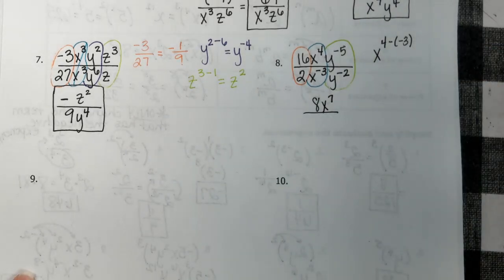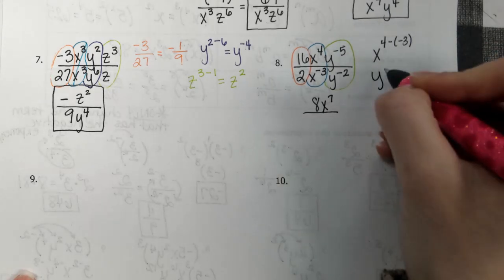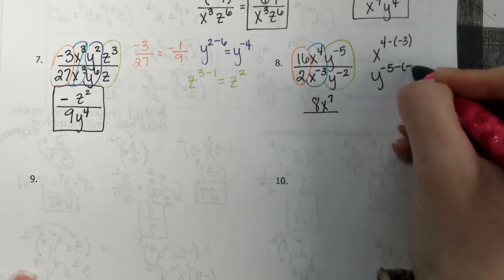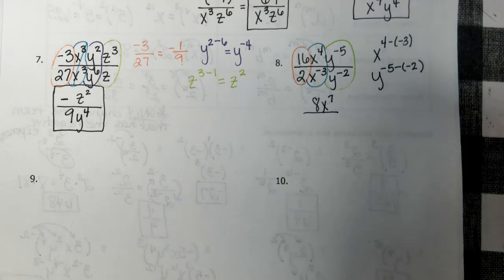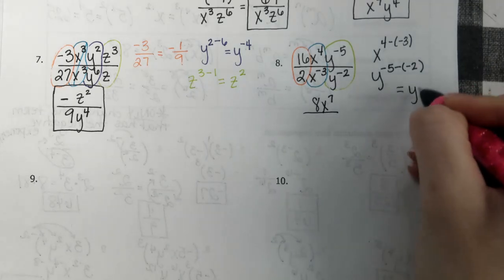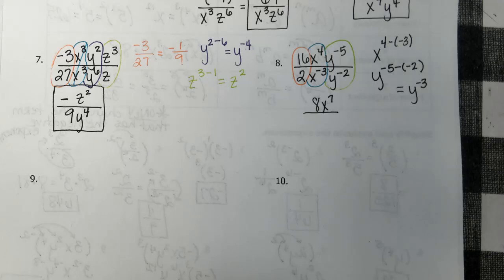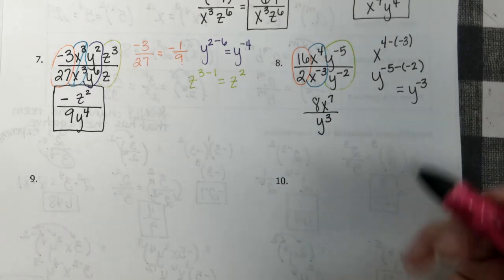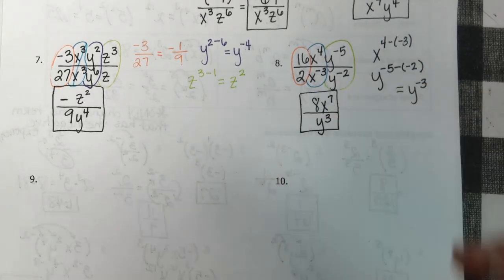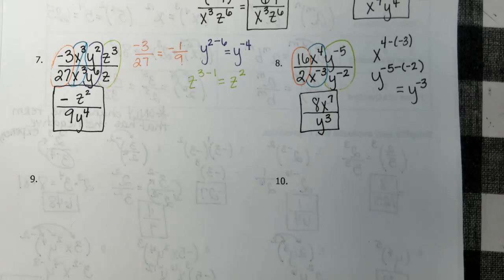Okay? When you're doing your y, you've got negative 5 minus negative 2. That's going to be where people mess up, is minus the negative. So negative 5 minus negative 2 leaves me with what? Y to the negative 3. What happens with y to the negative 3? It goes to the bottom, and it becomes positive y cubed. So 8x to the 7th over y cubed. Okay, do we feel okay about that? Do we have questions? Okay.